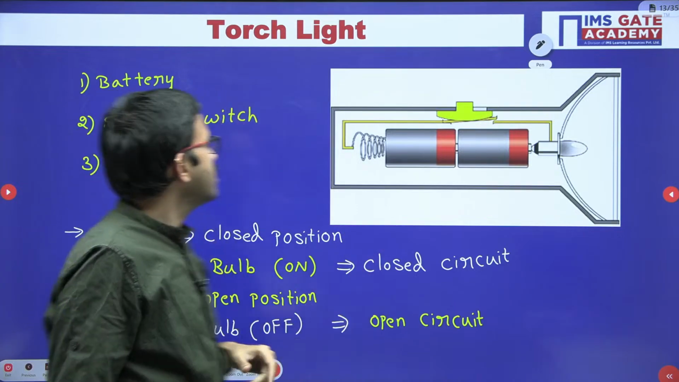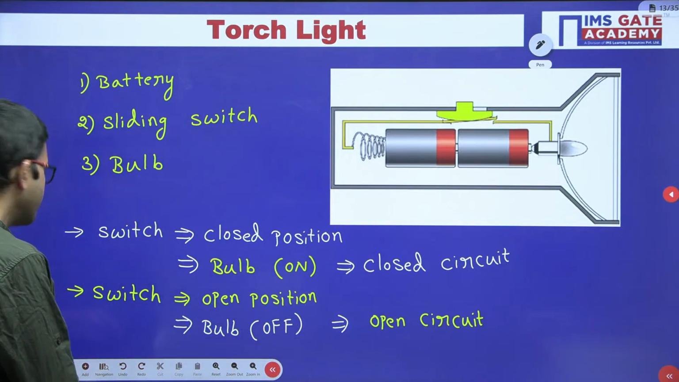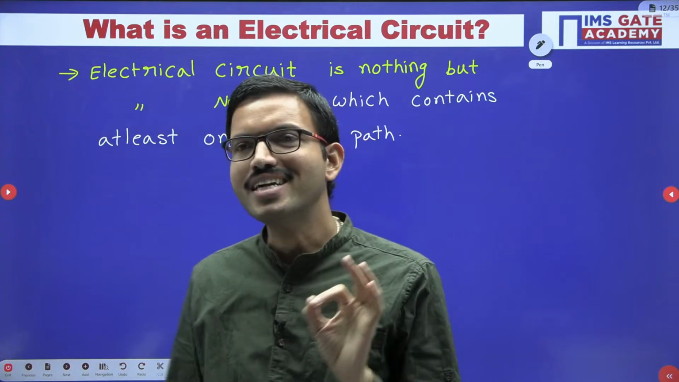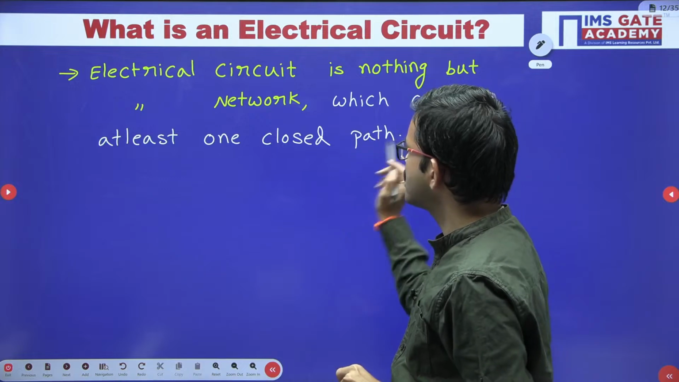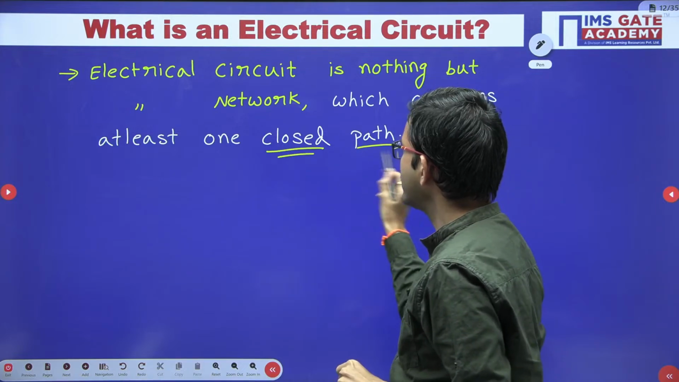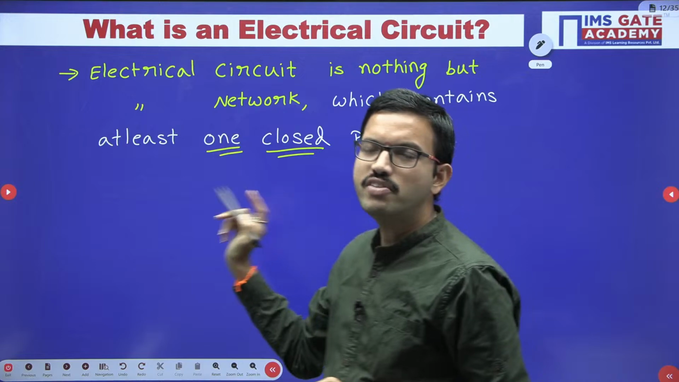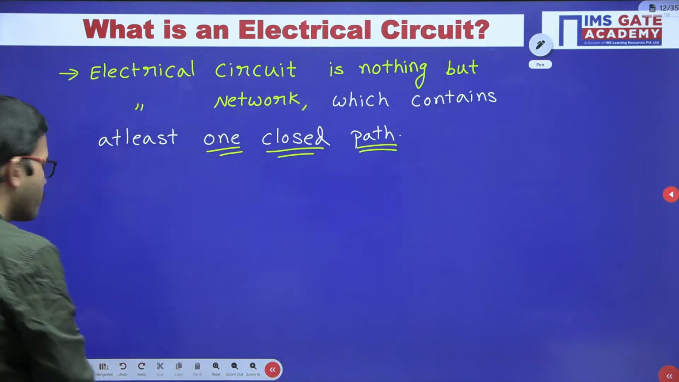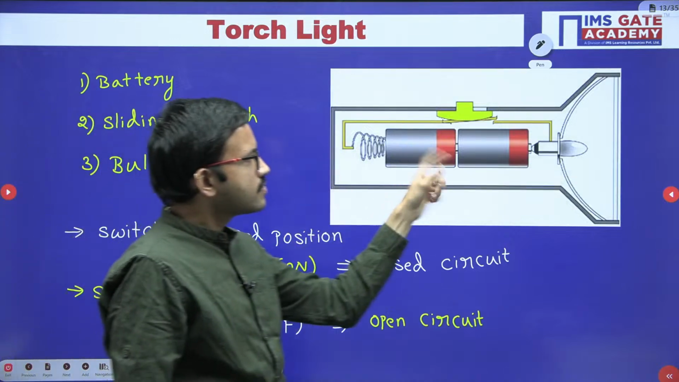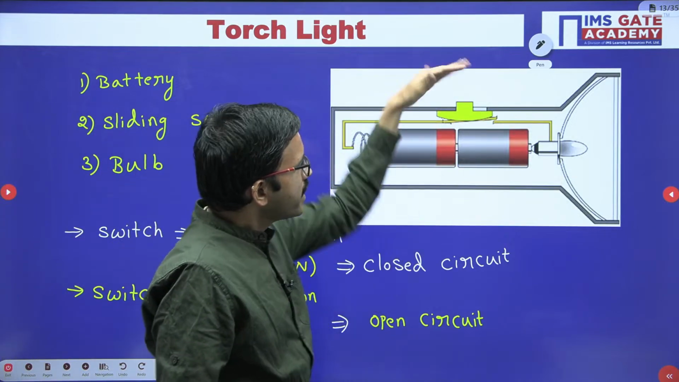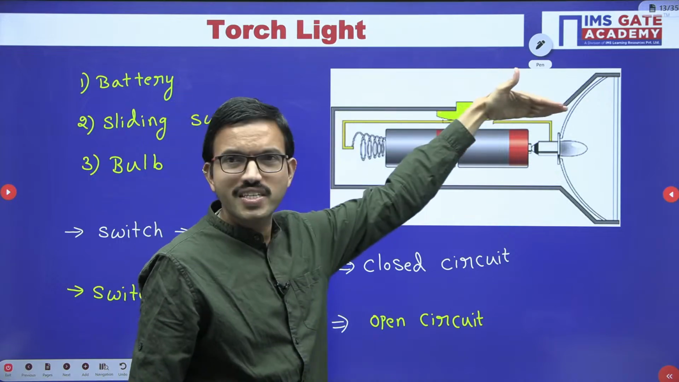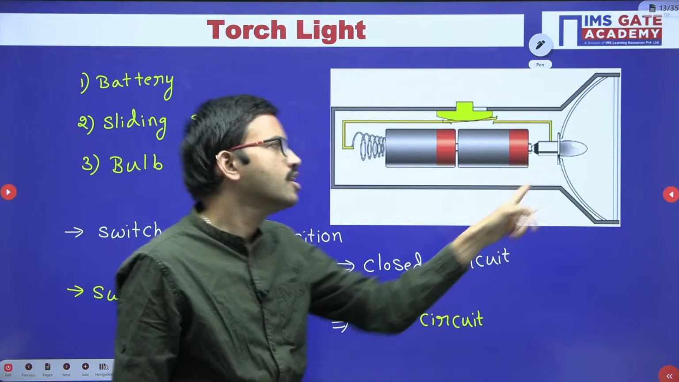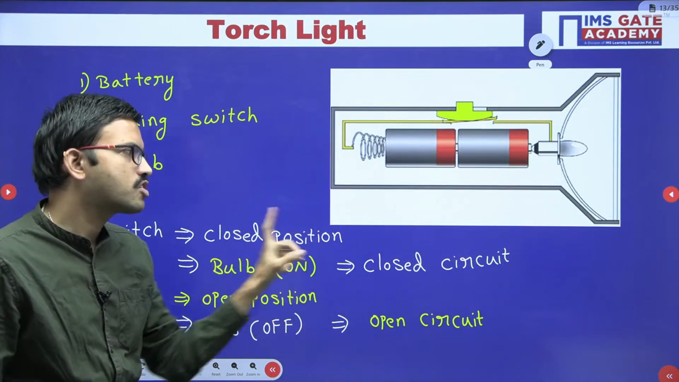Now if you observe, earlier, in the definition when you observed the electric circuit, what I mentioned was that in whatever electric network you have, if you have at least one closed path, then only can we call that network a circuit. Yes or no? So with respect to that, when you move the switch position towards the right hand side, the battery and bulb are connected, so the bulb is on, so that is a circuit.